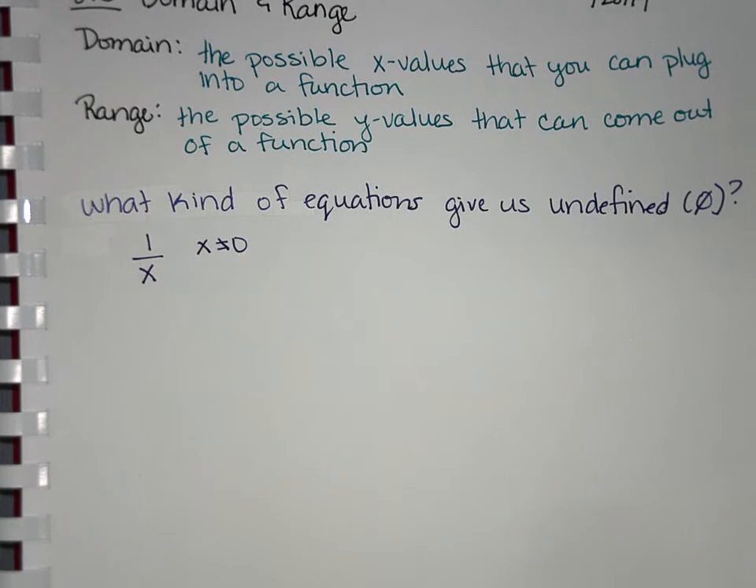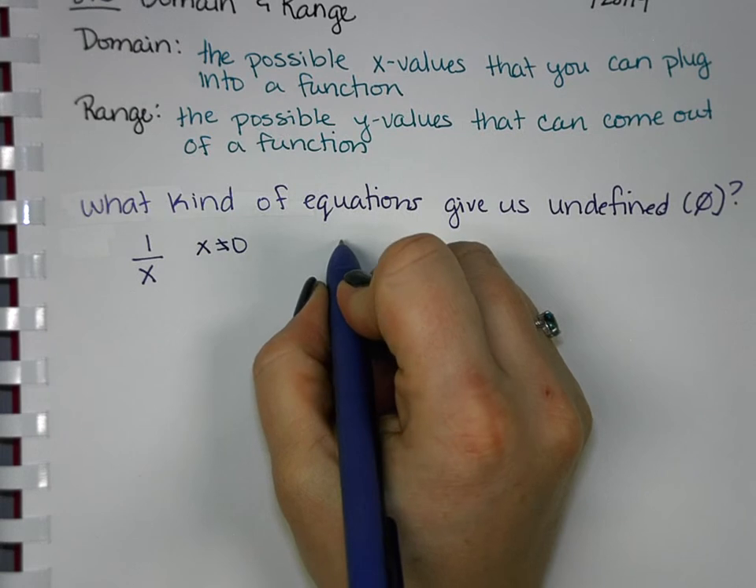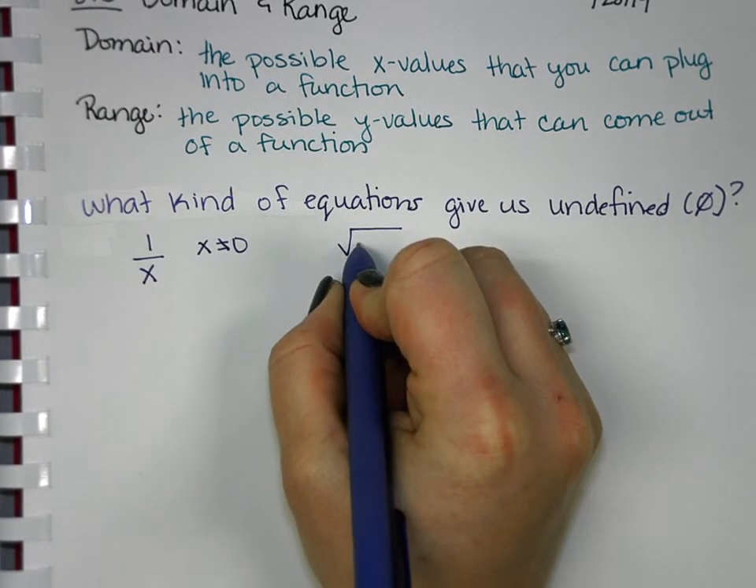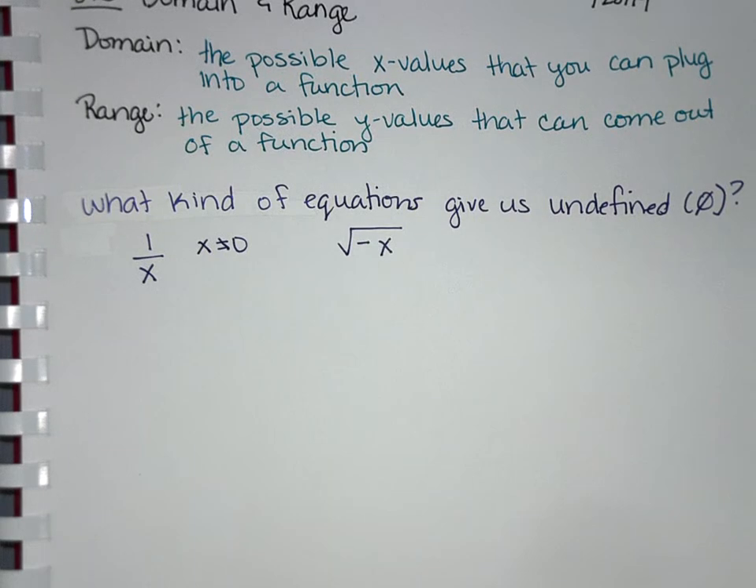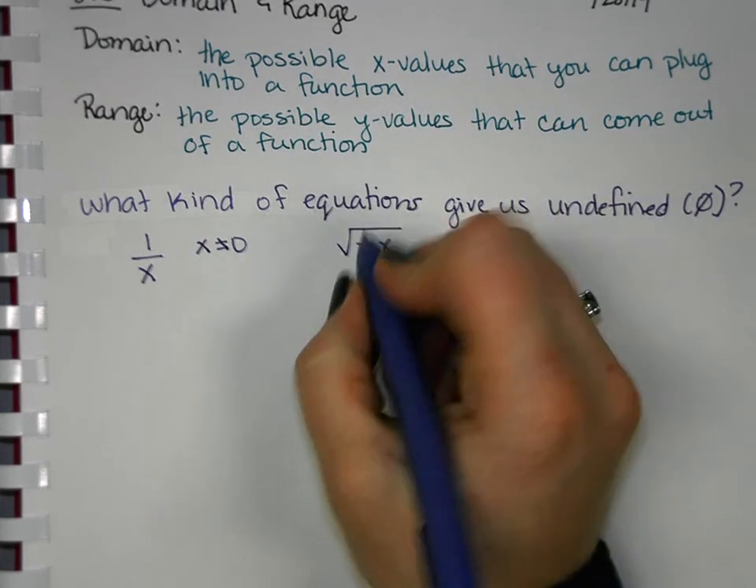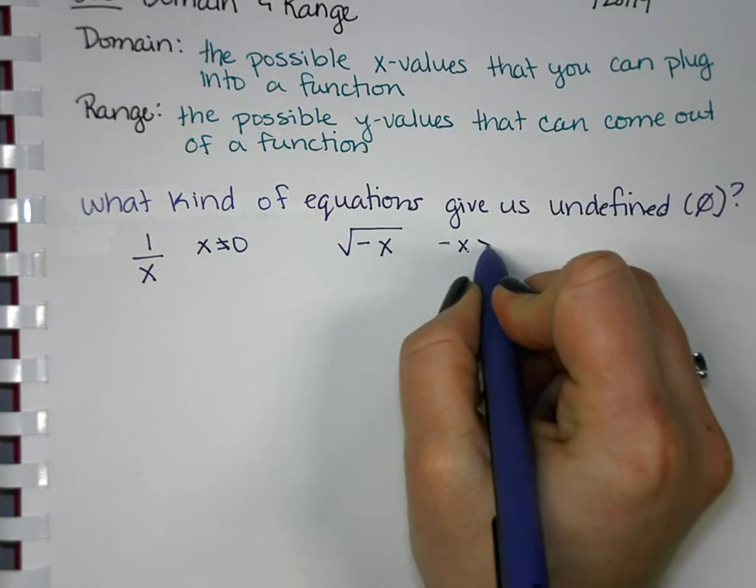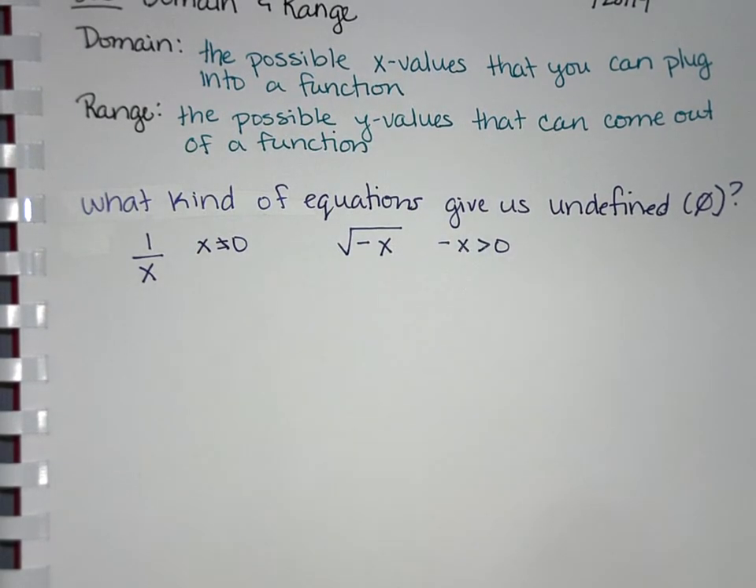A second type that comes to mind is a square root function. Can we have a negative inside of a square root and get a real number answer? We can get imaginary, but we can't have negatives. So what we would have to do is set it up so that negative x has to be greater than 0. Whatever is underneath has to be bigger than 0.